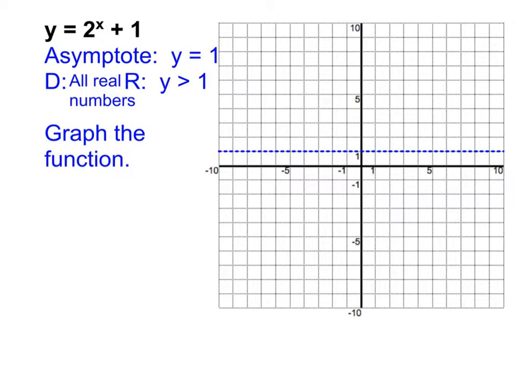Knowing that, we can then know that our domain is all real numbers, because the domain of every exponential is all real numbers. And that the range needs to be the y values that are greater than 1. Because remember, it always has to be on one side of the asymptote. And since this is positive, it's going up from it. So that's why it's greater than. So I draw in the asymptote up there at y equals 1. And having done that, I can then start plotting my points.